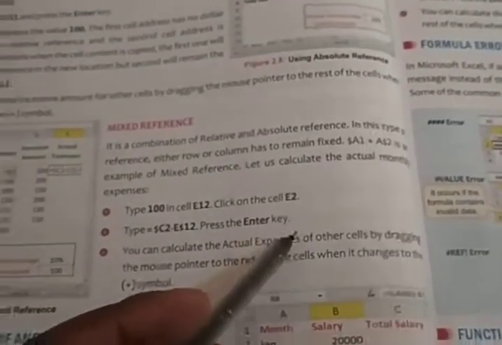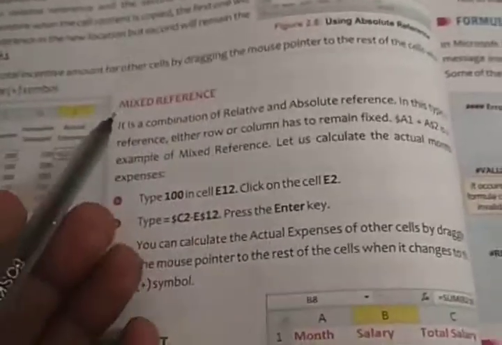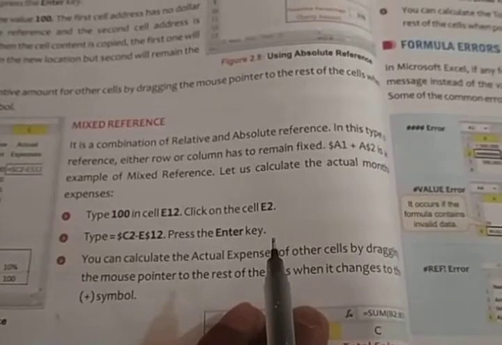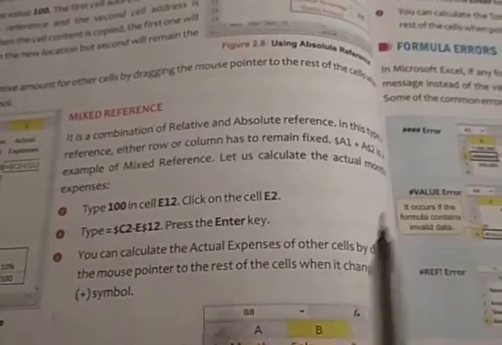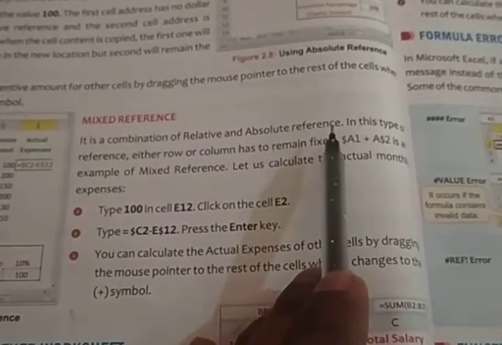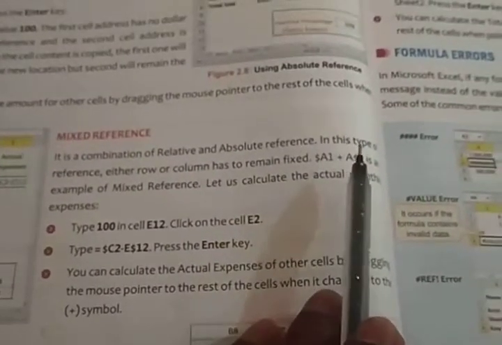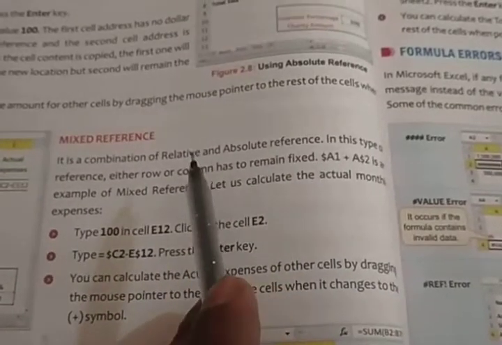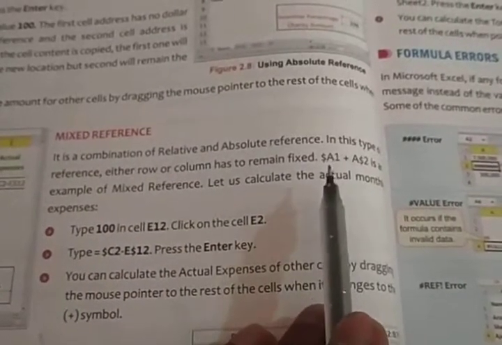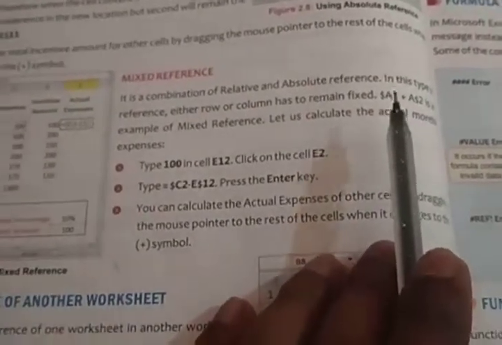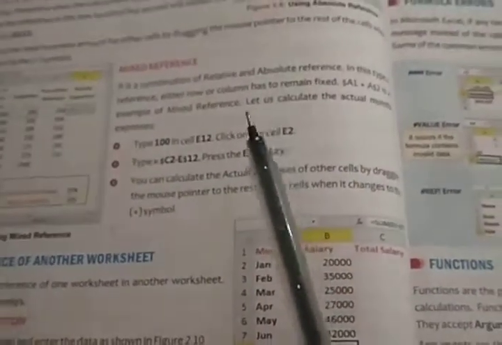Now mixed reference. The name itself justifies that it is a combination of relative and absolute reference. Means here we have to make either one column static, fixed, or one row fixed. We are not going to use only absolute or only relative reference. We are going to use a mix of both relative and absolute reference. That is the mixed reference.